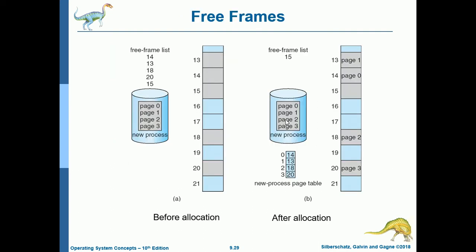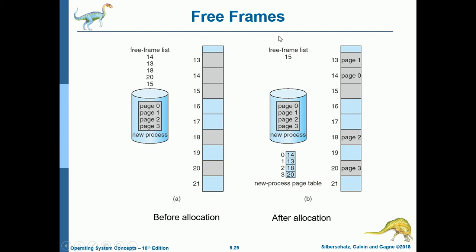Okay, next we have free frames. So there are also free frames, and we have the free frame list. For example, we have 14, 13, 18, 20, and 15. So this is our frame list. And then we have in the backing store the pages, page 0, 1, 2, 3, which is the backing store for a new process.